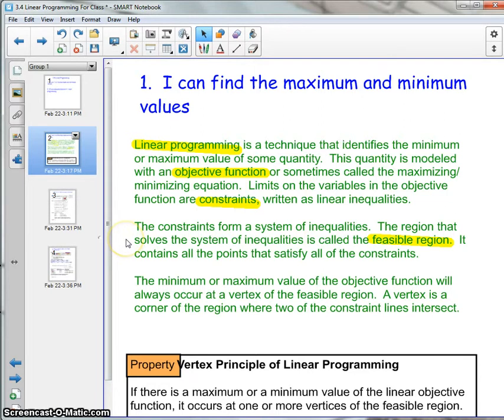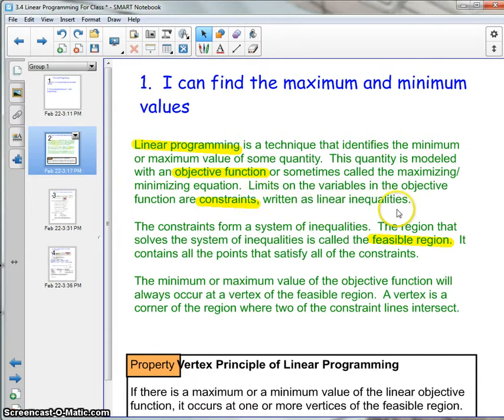The region that solves the system of inequalities is called the feasible region. It contains all the points that satisfy all of the constraints. Just like we looked at in the last lesson, if we checked a point in that region and plugged it into our inequalities, we found that it worked out. Same thing happens here. If we pick a point within our feasible region, it's going to satisfy our constraints.